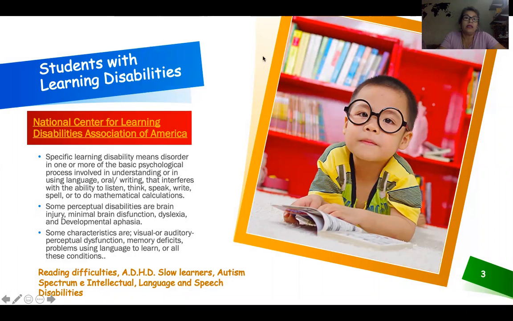Students with disabilities, learning disabilities, we have them all in every single classroom, I bet you. Specific learning disabilities means a disorder in one or more of the basic psychological processes involved in understanding or using language, oral or written, that interferes with the ability to listen, think, speak, write, spell, or to do mathematical calculations.